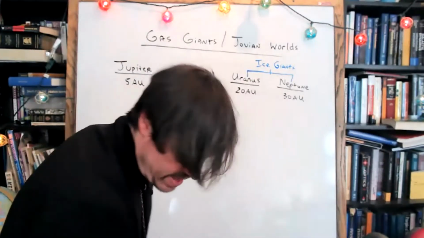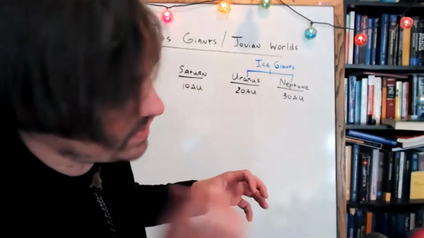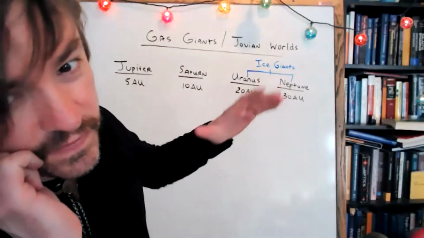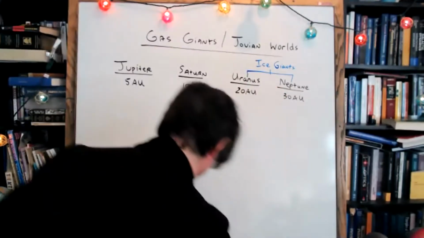They also don't really have solid surfaces, although they do have solid chunks further down in their core. There's no easy demarcation of where the surface of the planet begins.